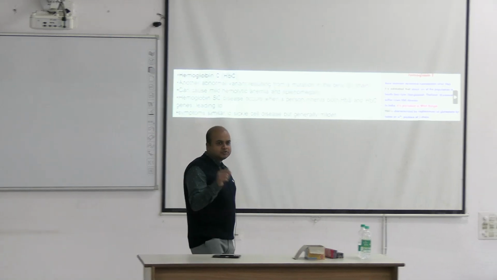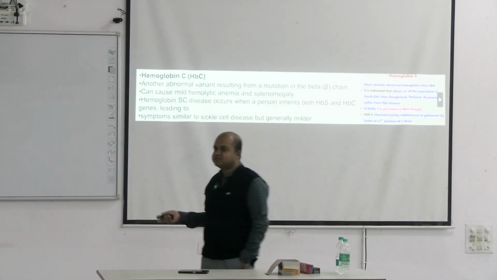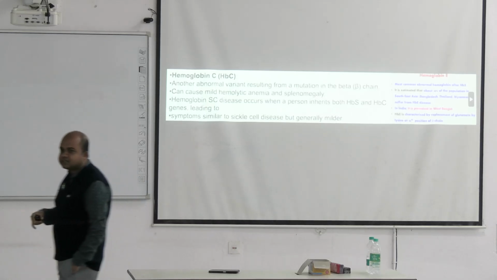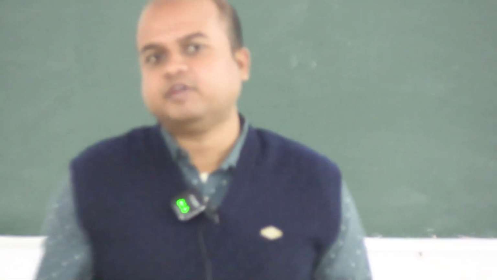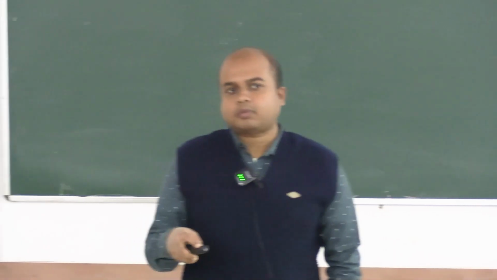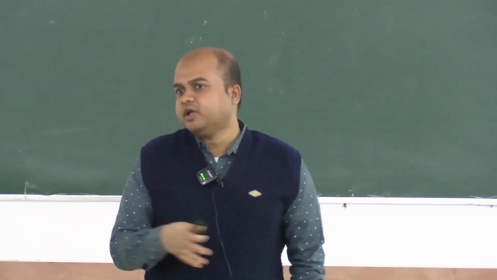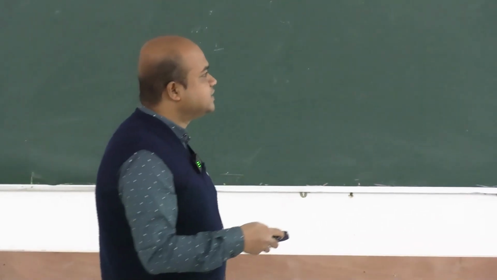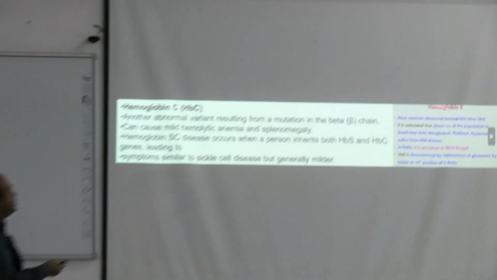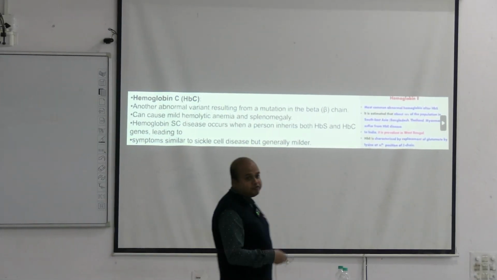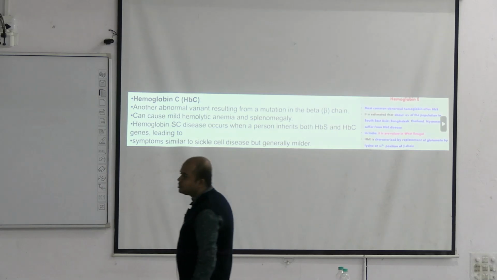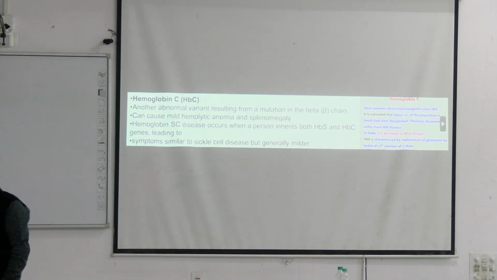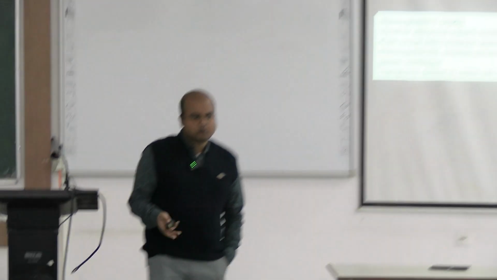SC disease is a combination of sickle hemoglobin and hemoglobin C. If sickle hemoglobin is inherited from both parents, this is called hemoglobin SS. Those cases are the most severe clinically, most difficult to tackle, with more symptoms. SC is when a person inherits both HbS and HbC. Hemoglobin E is the most common abnormal hemoglobin after hemoglobin S. If you think about the state of West Bengal, it is more prevalent there.